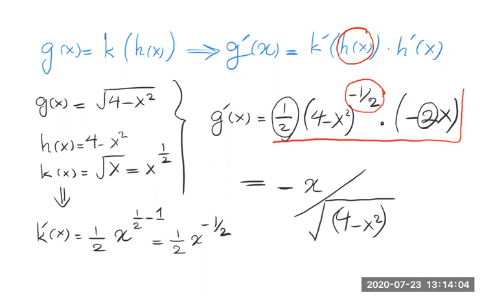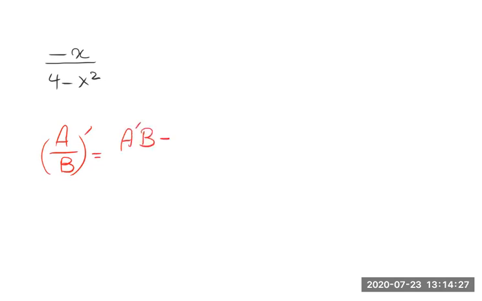Now we should compute the derivative of the second component. What is the second component? Minus x over 4 minus x squared. Here we have the quotient rule, a over b. What is the derivative of a over b? It's the derivative of a times b, minus a times the derivative of b, over b squared. That's the quotient rule.